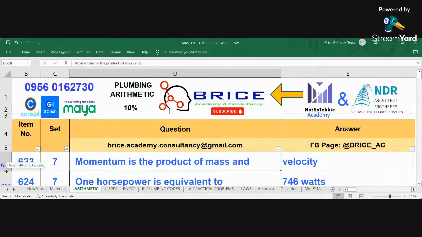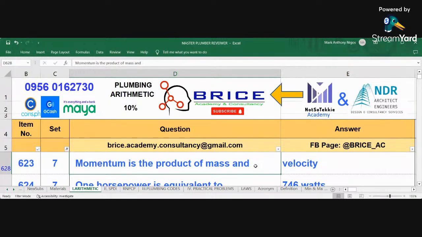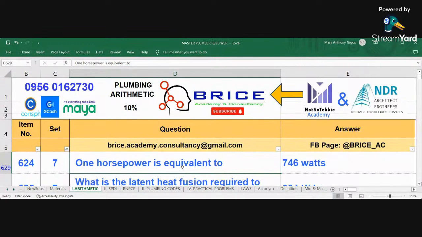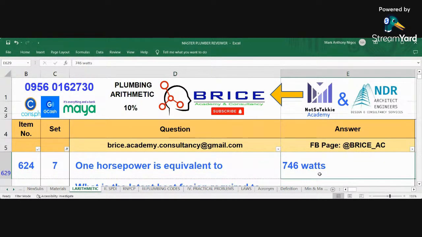623. Momentum is a product of mass and the answer is velocity. Momentum is the product of mass and velocity. 624. 1 horsepower is equivalent to 746 watts.